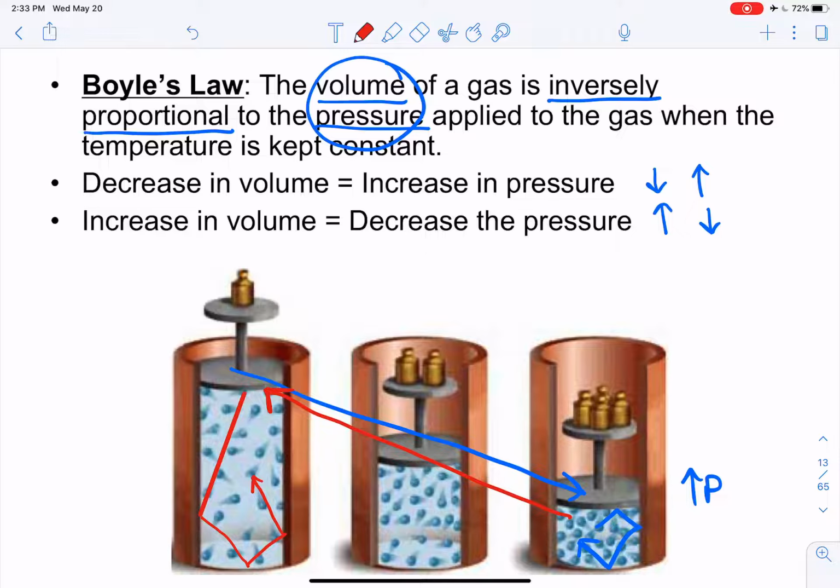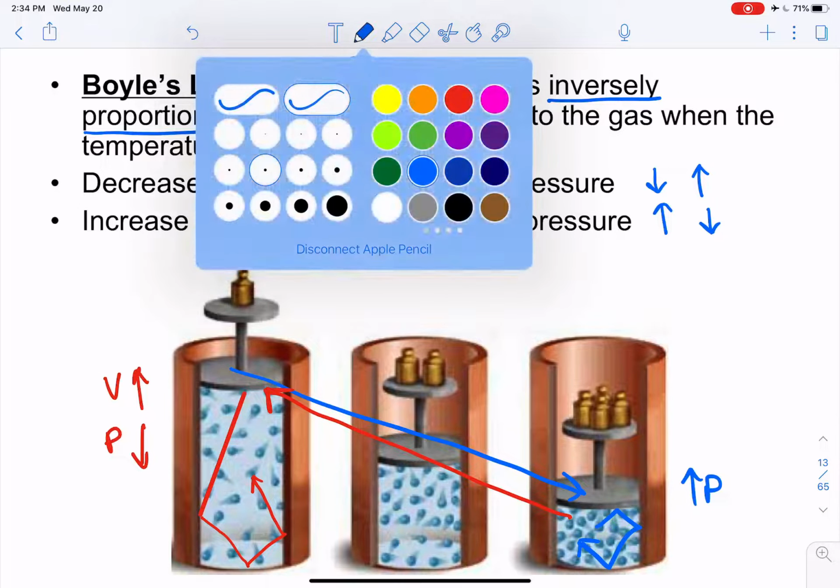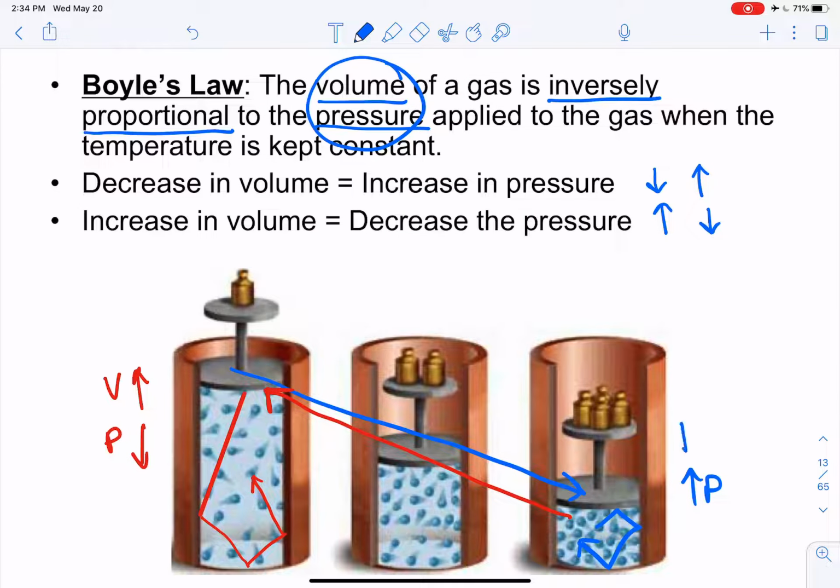So if you increase the volume, what do you do to the pressure? You're going to decrease your pressure. So increase volume, decrease pressure. Decrease volume, increase pressure.